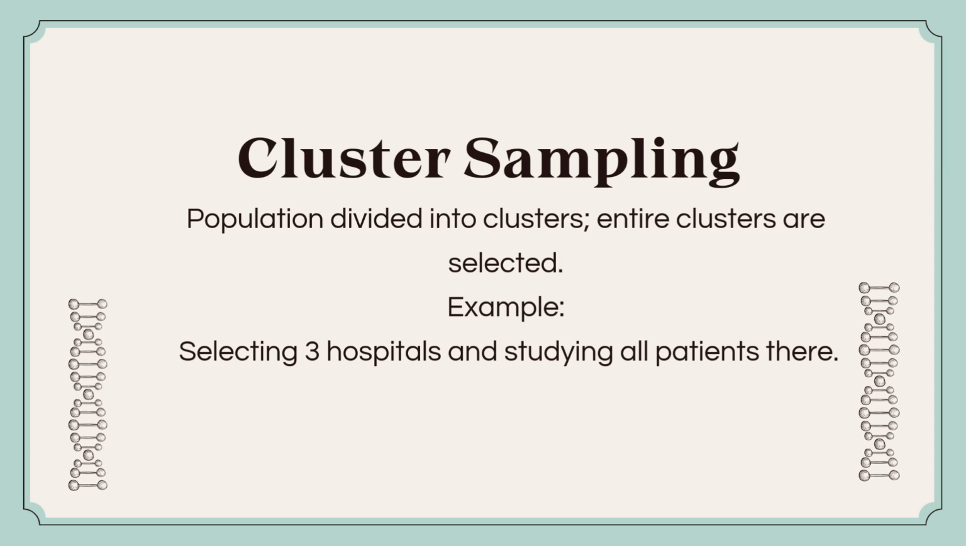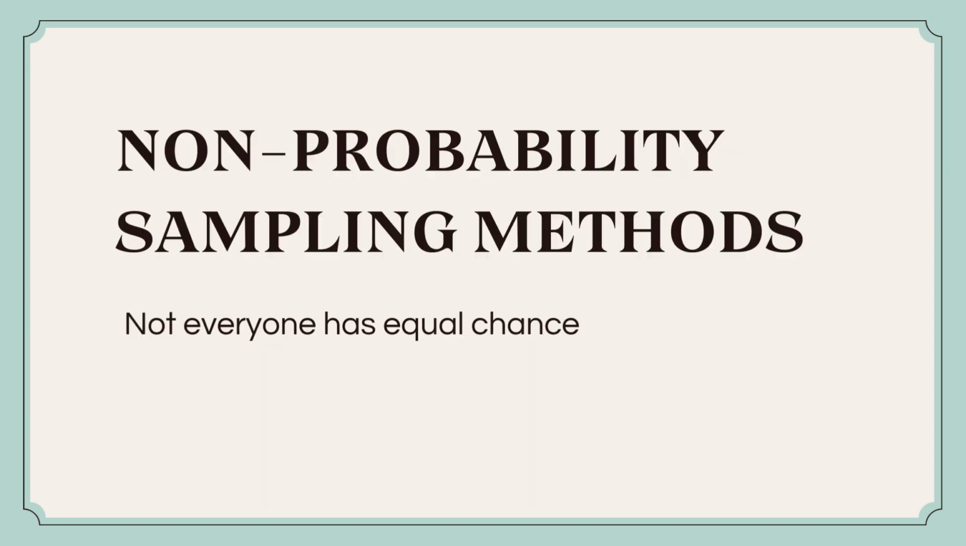Now, the population is divided into clusters. For example, you're selecting three hospitals and studying all patients there. Maybe you want to pick out hospitals in a particular district, right? You just select three hospitals out. Now, these are heterogeneous clusters, and I believe you understand what I'm saying. Now, those were the probability sampling methods.